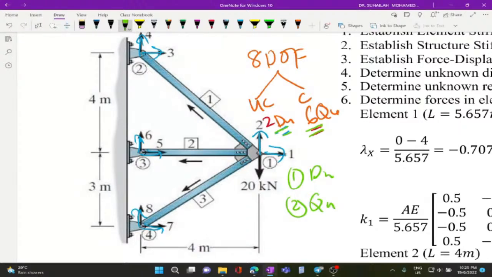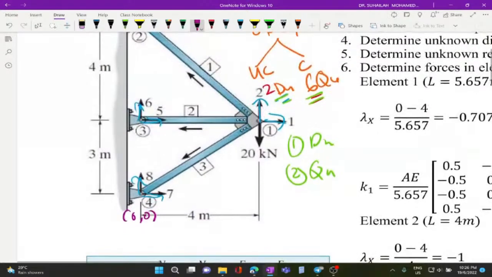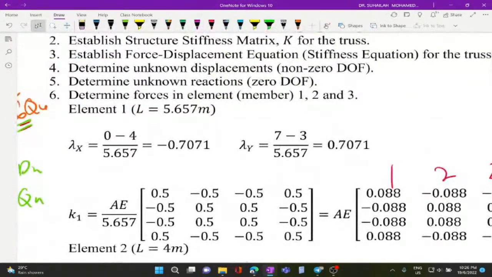And then since we are referring to the coordinate system, we have to have coordinates inside the truss. So we choose one node as the origin, and we have to label the remaining ones. This is (0, 3), this is (0, 7), and this is (4, 3). We need to use these coordinates whenever we determine lambda x and lambda y.